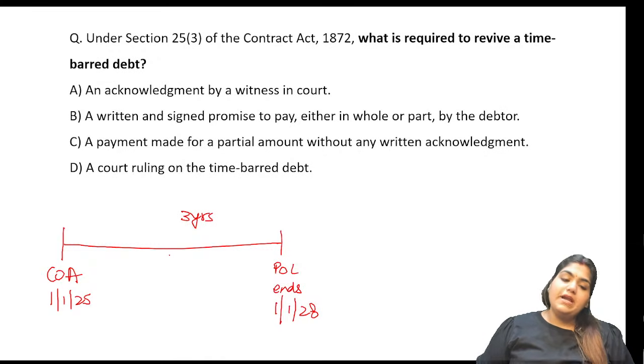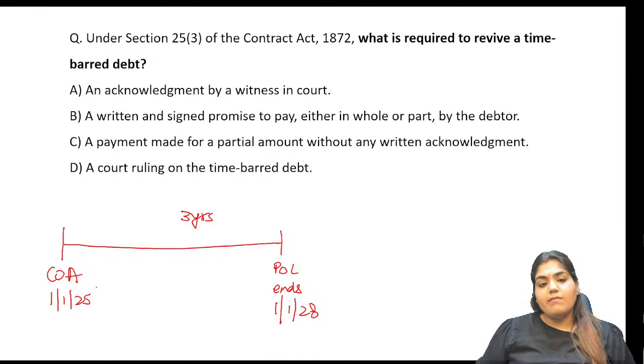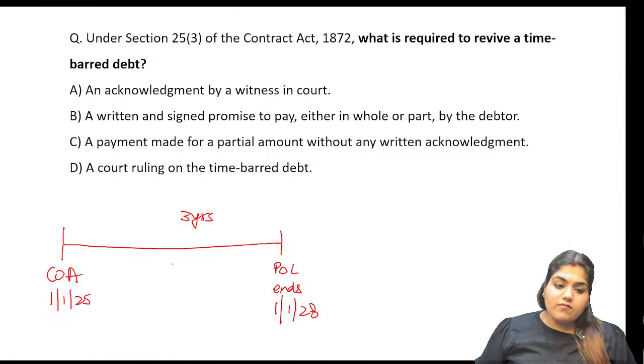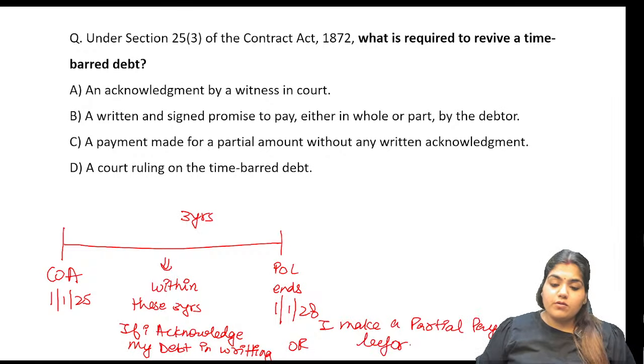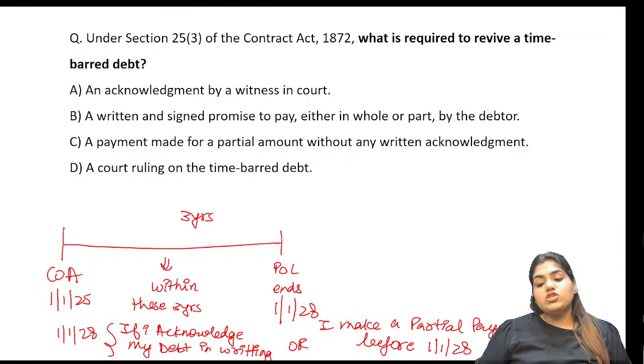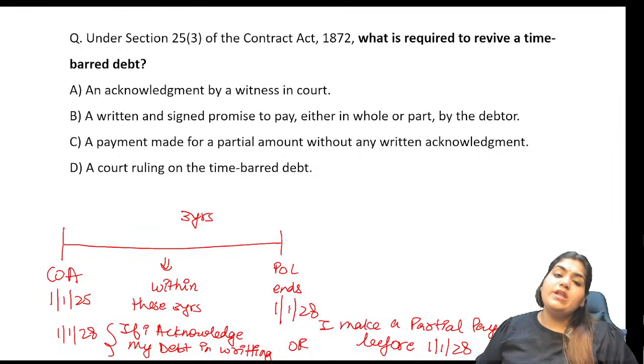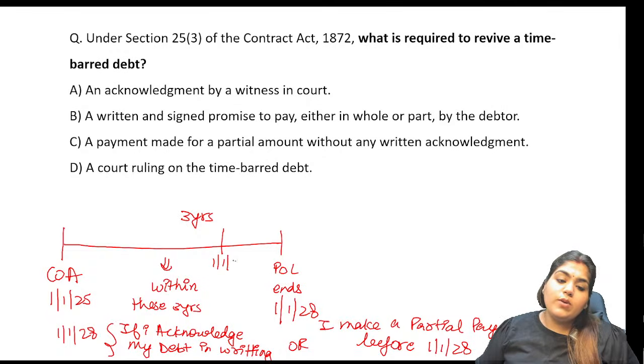If I acknowledge my debt within these 3 years, or if I make a written promise, if I acknowledge my debt in writing, or I make a partial payment before 1/1/2028, my time period of 3 years will restart. Suppose I made a repayment on 1/1/2027.